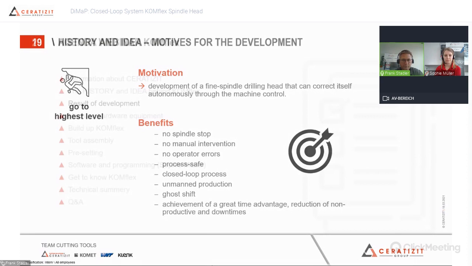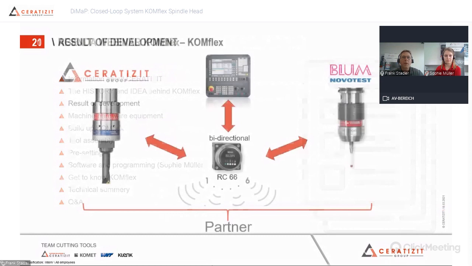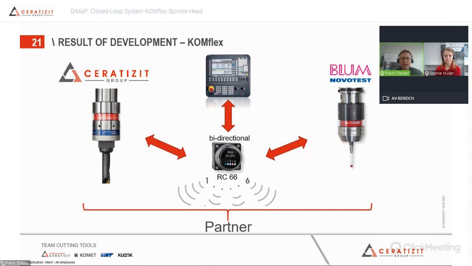These were the goals in the development of the KOMflex: a fine spindle drilling head that corrects itself automatically and autonomously in a closed loop process by means of the machine control in combination with a measuring system. In order to save development cost and time, existing technology was used and a partner was found in the company Blum Novotest, which offers the ideal conditions for this.